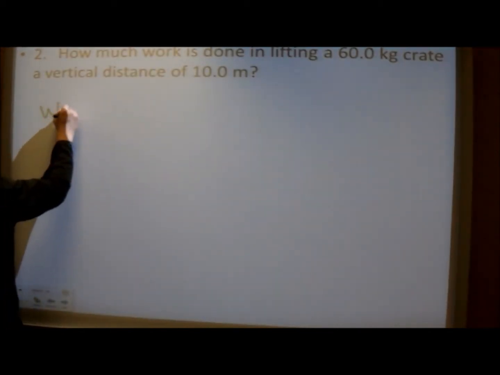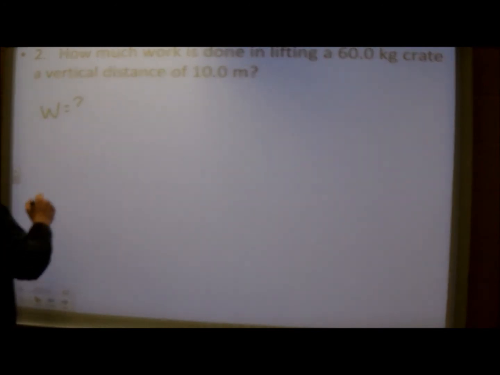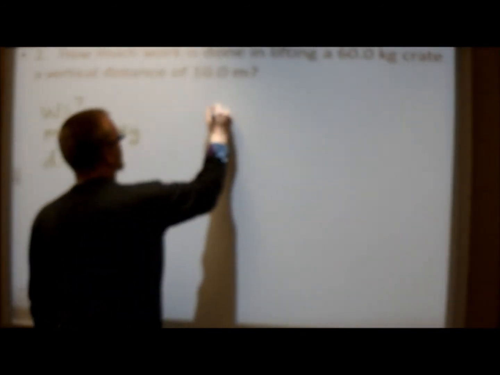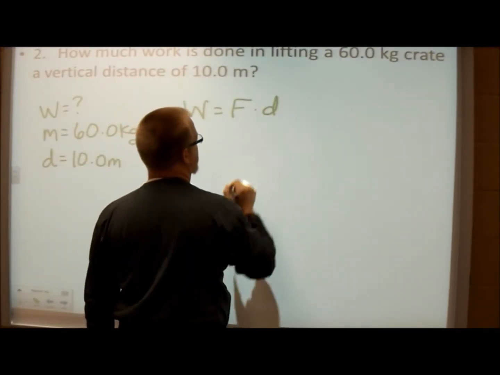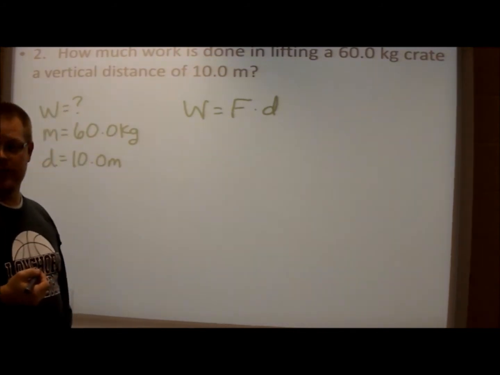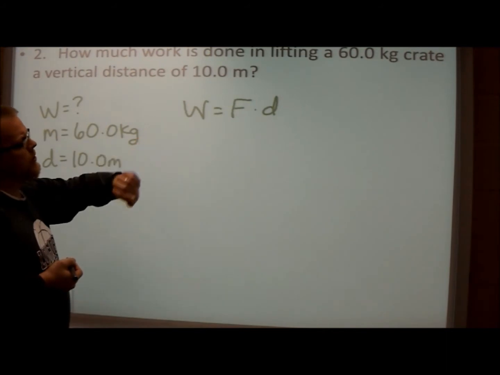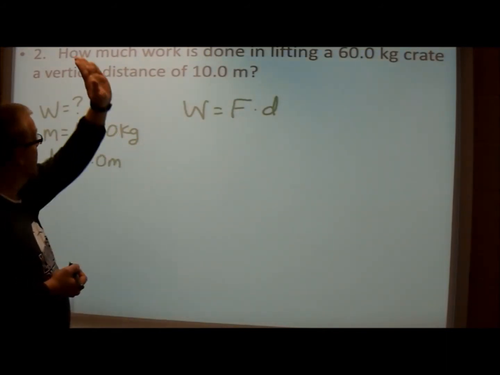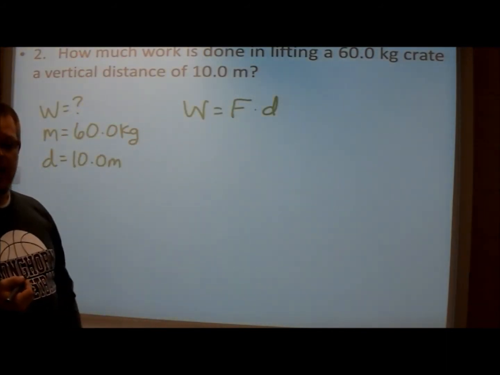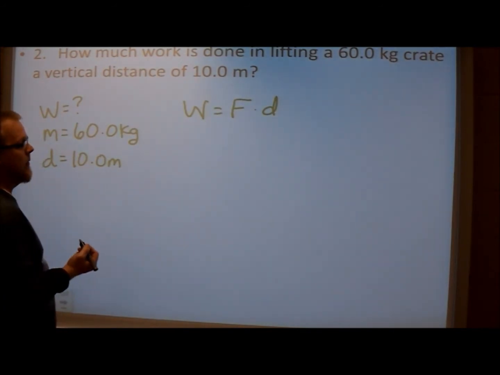Number 2, how much work is done? All right, I'm going to start here. How much work is done in lifting a 60 kilogram crate? That's mass, 60 kilograms, a vertical distance of 10 meters. So work equals force times distance. Again, we have no angle here, so we assume that it's 0. Cosine of 0 is 1. But we don't have a force. But let's think about this. We're going vertically. Since we're going vertically, our force can be equal to the weight.